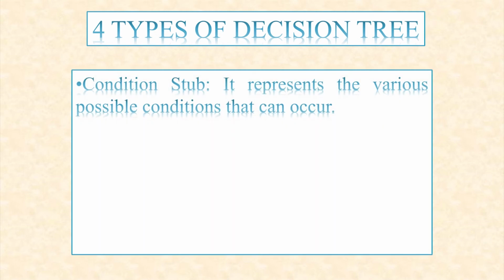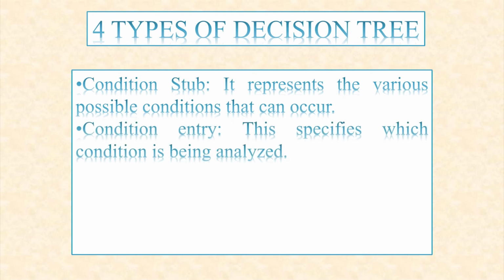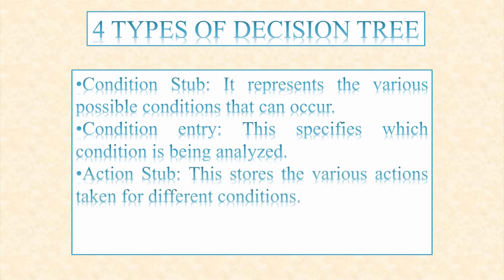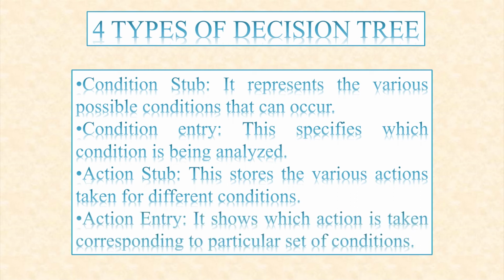It is made up of four parts, namely, the conditions tab, which represents the various possible conditions that can occur. Condition entry, which specifies which condition is being analyzed. Actions tab, which stores the various actions taken for different conditions. And action entry, which shows which action is taken corresponding to a particular set of conditions.